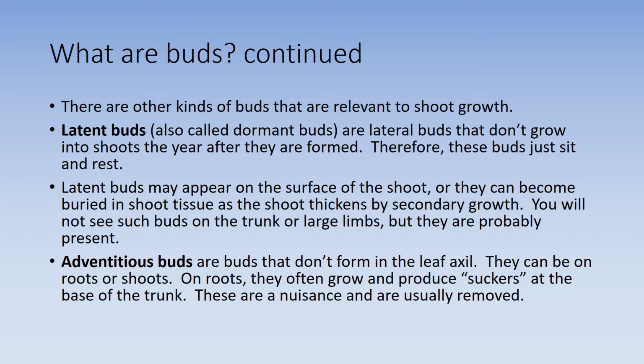Latent buds may appear on the surface of the shoot, or they can become buried in shoot tissue as the shoot thickens by secondary growth. You will not see such buds on the trunk or large limbs, but they are probably present. Adventitious buds are buds that don't form in the leaf axil. They can be on the roots or shoots. On roots, they often grow and produce suckers at the base of the trunk. These are a nuisance and are usually removed.